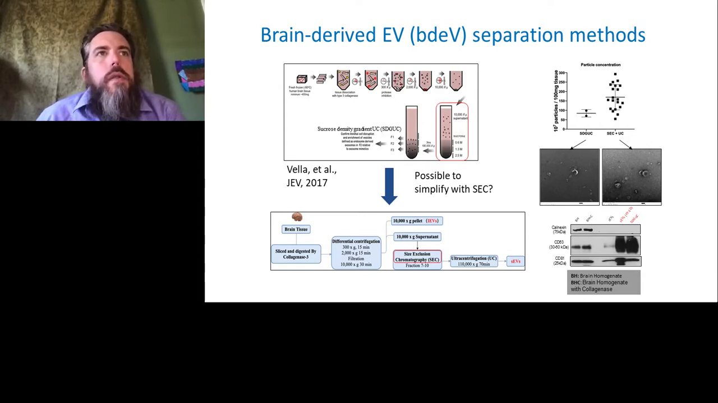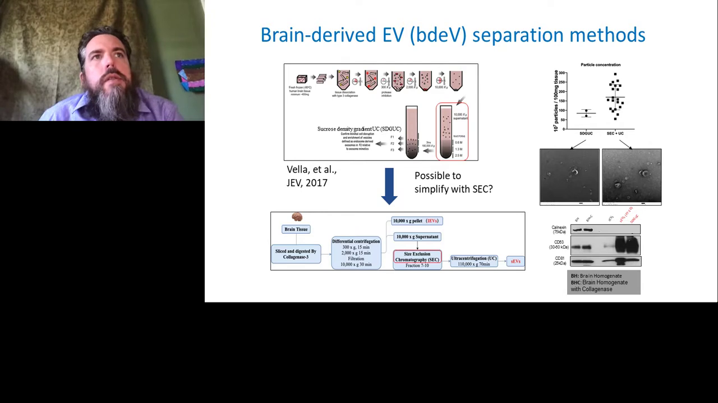And down here on the lower right, I just want to draw your attention to this Western blot. What I'm showing here are 3 markers. So calnexin, which is one of those deep cellular markers that we do not expect to see in EVs, or at least to be depleted in EVs. And then CD63 and CD81 are 2 tetraspanins. These are proteins that are associated with or embedded in the lipid bilayer of the EV.